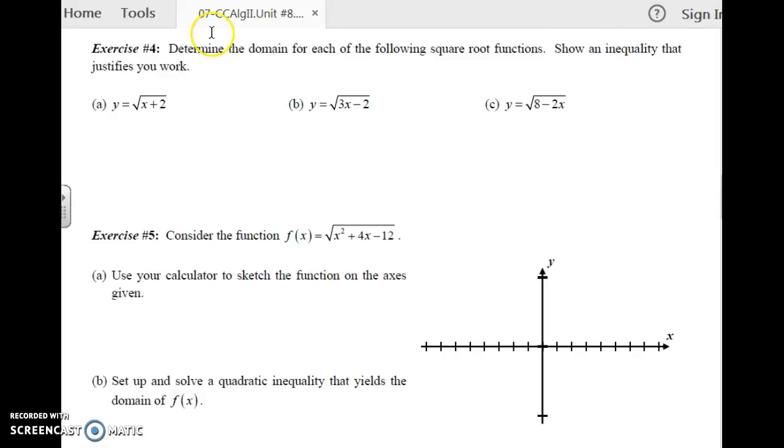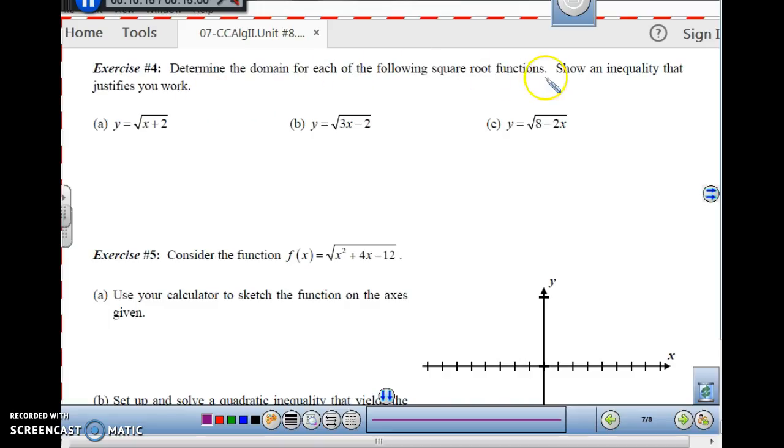All right, now for exercise 4, let's determine the domain for each of the following square root functions. Show an inequality that justifies your work. All right, so if this is an inequality for the domain, whatever is underneath the square root has to be a positive number. So how do we indicate that? Whatever is under here has to be greater than or equal to 0.